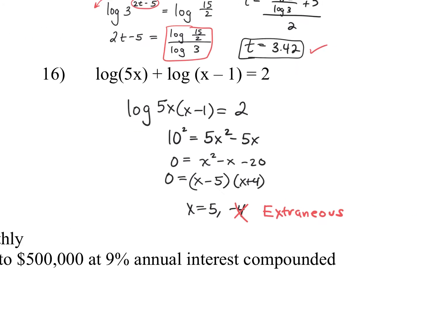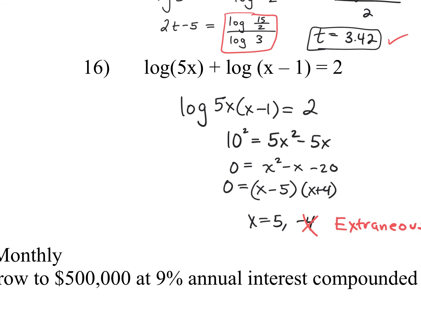Finally, on 16, I had log of 5x plus log of x minus 1 equals 2. So I want to get rid of my logarithm best I can. In order to do that, I need to condense those two logs into a single log. So I use the product rule.